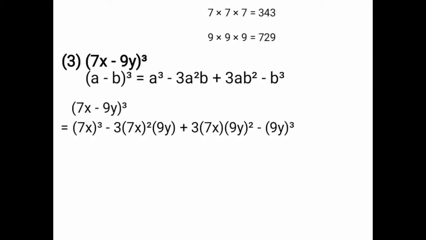First we will solve the a cube part and the minus b cube part. In 7x cube, x cube will remain the same. 7 cube is 343. So the answer for 7x cube is 343x cube. In 9y cube, y cube will remain the same. Cube of 9 is 729. In minus b cube, the answer is 729y cube.